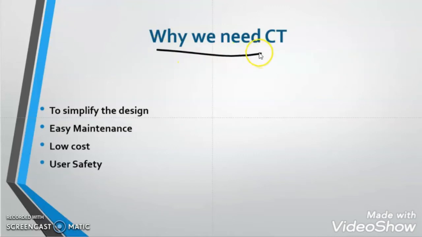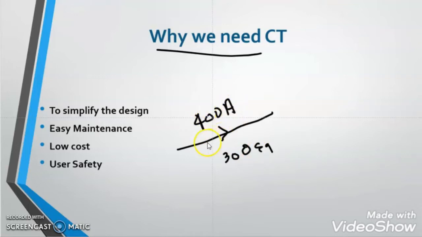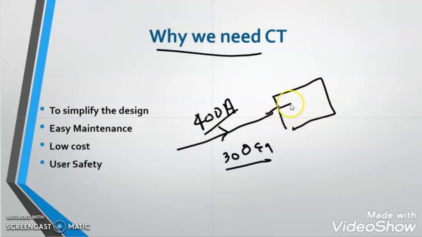To understand why we need CT, let us take one example. Suppose this cable is a 300 square mm cable and it carries a current of 400 ampere, and my interest is to measure this current. So we have to add one device in series with this cable so that all the current flows through this device, and while flowing it will measure the current.